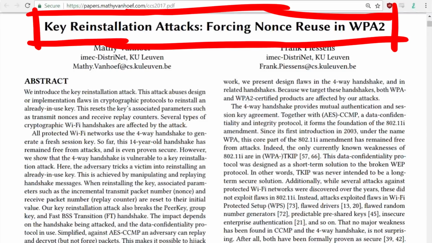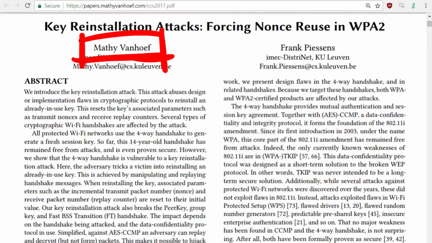Key Reinstallation Attacks: Forcing Nonce Reuse in WPA2 by Mathy Vanhoef, released around October 2017, is a paper detailing a specific protocol flaw. And I encourage you to read this paper because the news around this attack is obviously going completely insane with so much misinformation going around. And so if you're actually interested in what this attack means, how it works, and what the actual threats are, read it from the source.